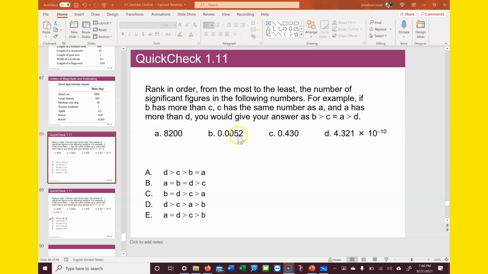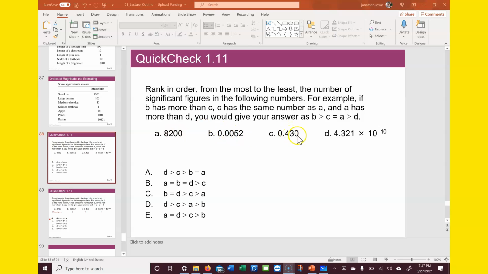Alright, B is only two significant figures. Also, zeros that come before the other numbers are not significant. If they were between numbers, they would be, but if all the zeros come before other numbers, they're not significant. So the 5 and the 2 are the only significant figures. So A and B are equal.